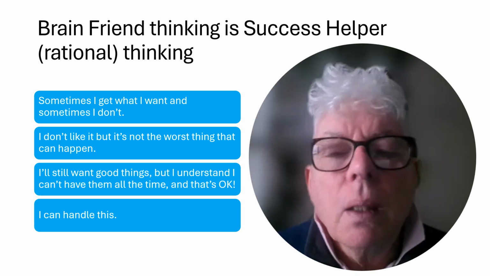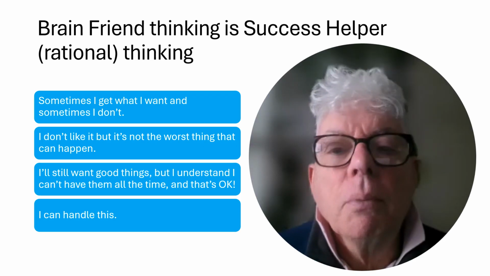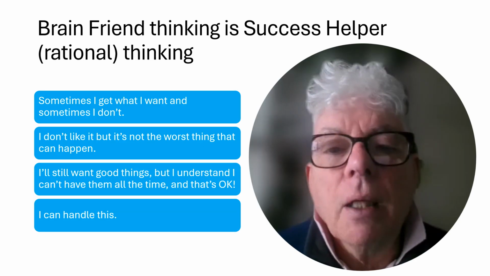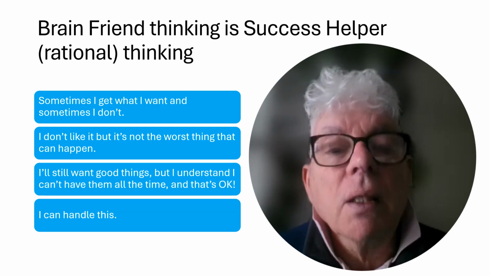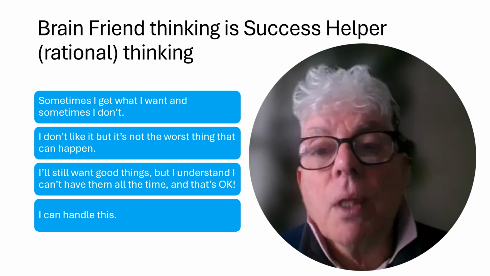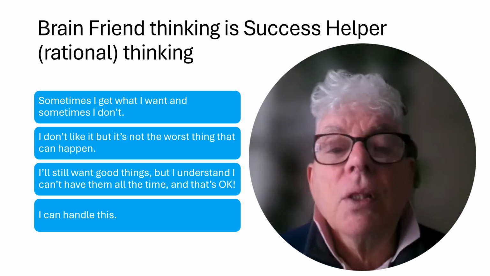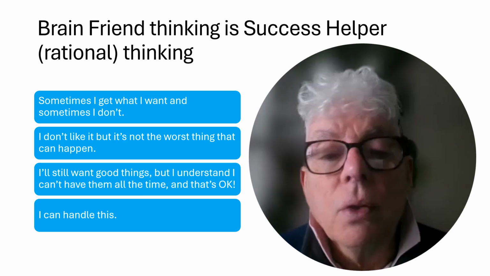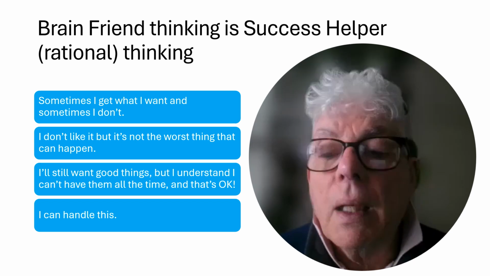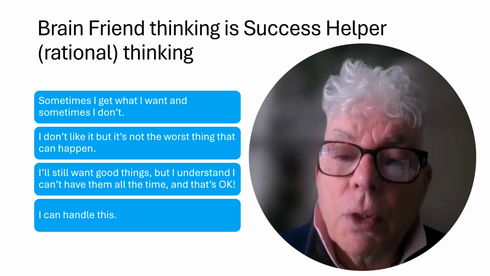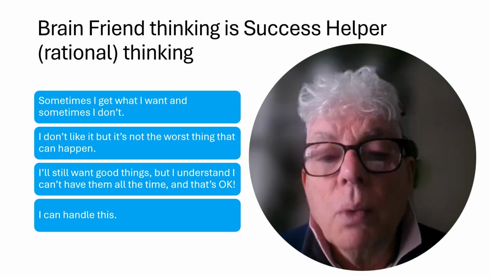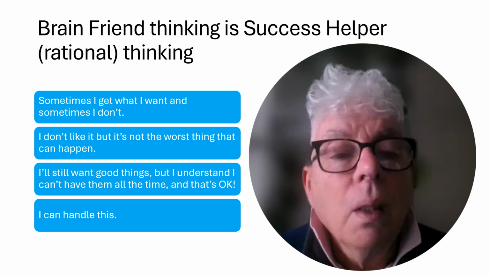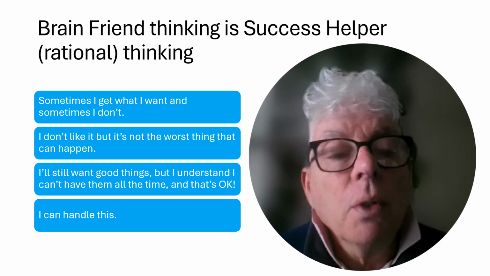Here are some examples of brain-friend, success helper thinking, or rational thinking, that helps us manage ourselves successfully. The idea that sometimes I get what I want and sometimes I don't, that's something that holds us in good stead, because no matter how much we would desire or wish to have something, we sometimes don't get what we want. I don't like it, but it's not the worst thing that can happen.